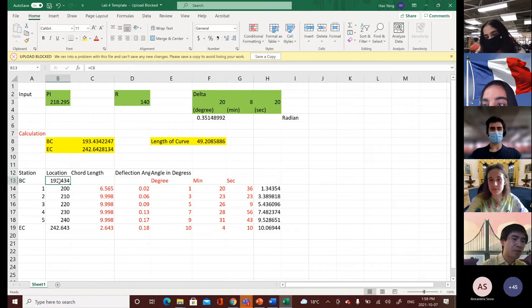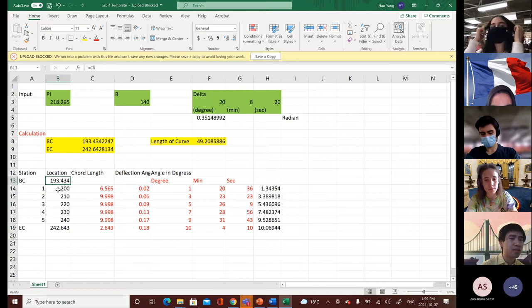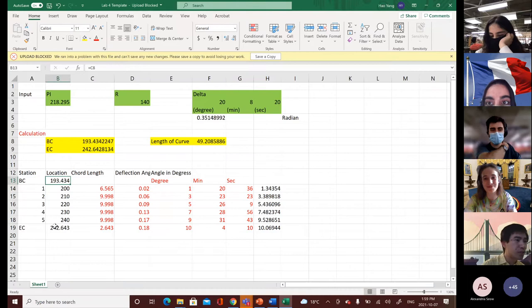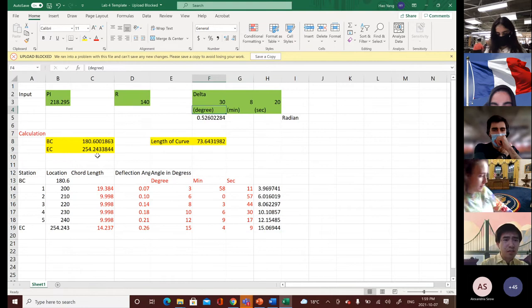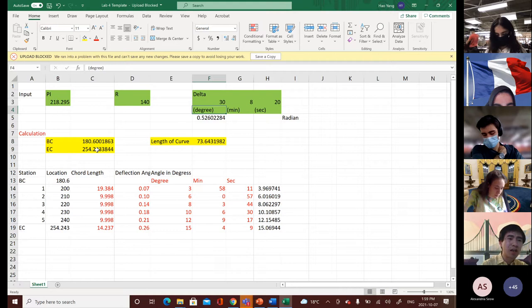So the next station will be at a rounded distance, at every 10 meters. So after 193, the next station is 200, and the second station is 210, 220, 230, 240, until you reach the last one, 242. If we change this one to 30, the BC will be 180, and the EC will be 250.